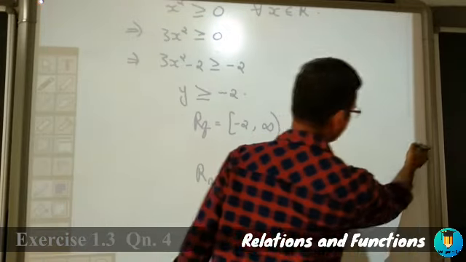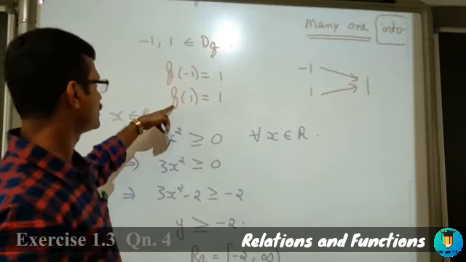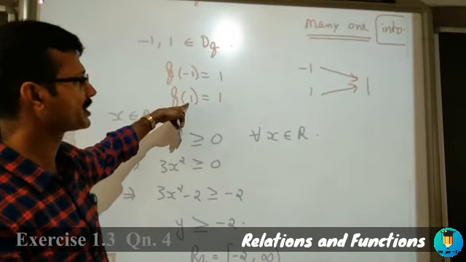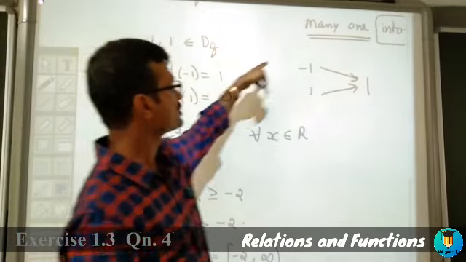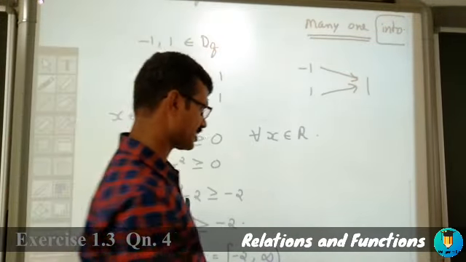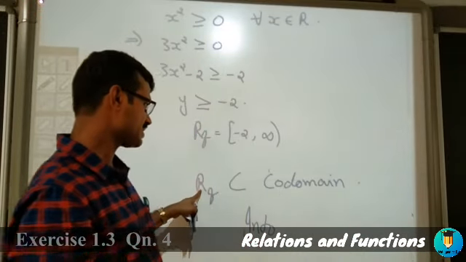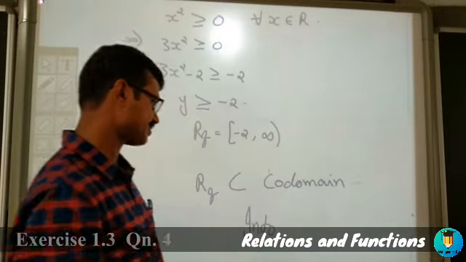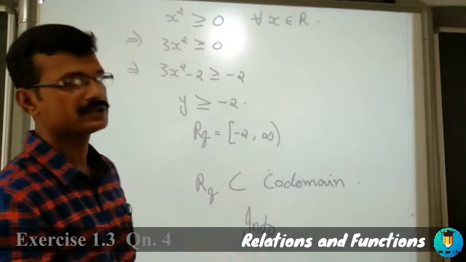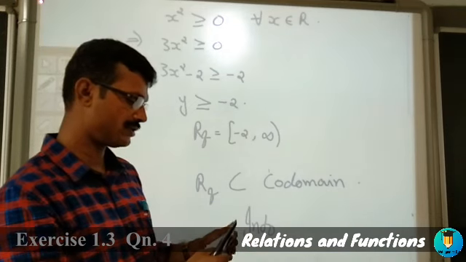So first of all, we proved it is many one, by taking two numbers, which was very simple. Then we proved it is into with the help of the proper subset: the range is a proper subset of the codomain, so it is an into function. So this function is a many one into function.